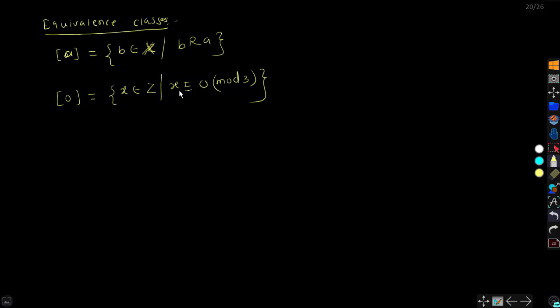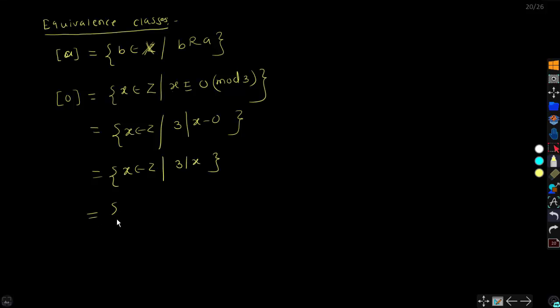So x is related to 0 means what? This x is congruent to 0 modulo 3. So this is equal to all x belongs to Z such that 3 divides x, since x is congruent to 0 modulo 3 means 3 divides x minus 0. So this is equal to x belongs to Z such that 3 divides x minus 0, which means 3 divides x.